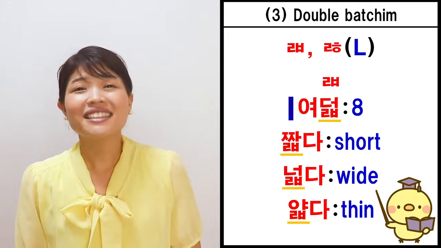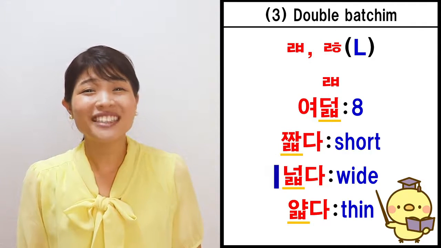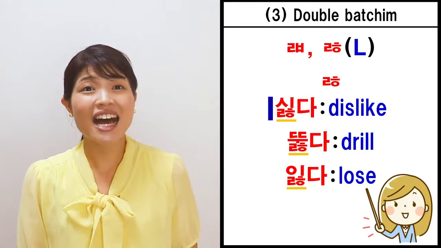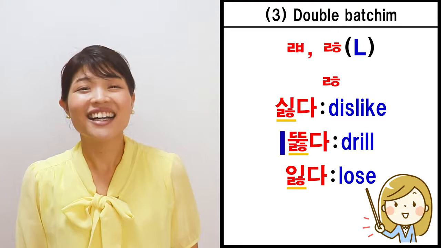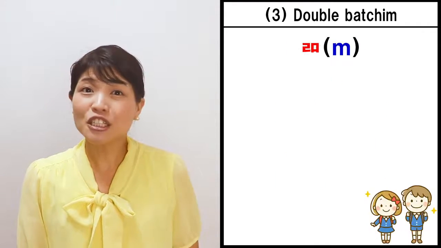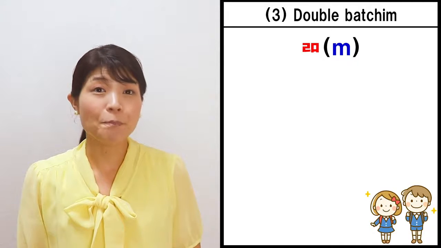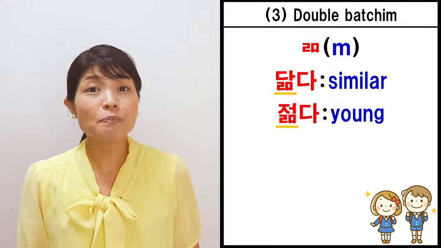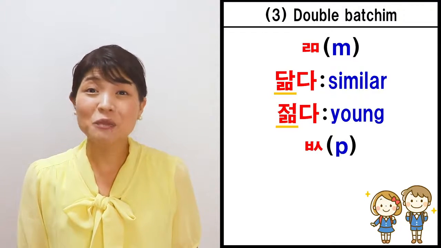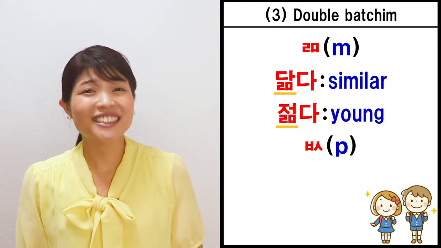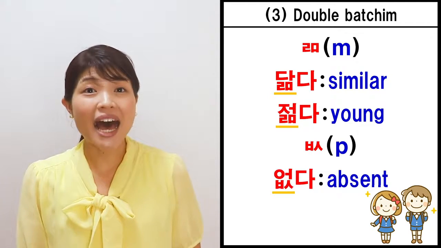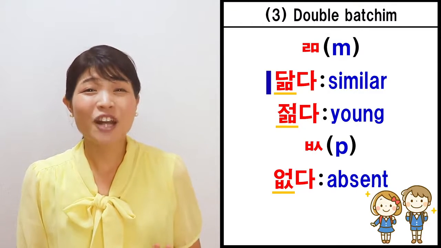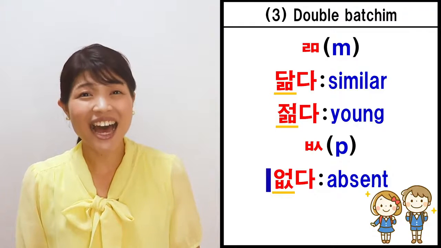여덟, 짧다, 넓다, 얇다, 싫다, 뚫다, 잃다. 리을, 미음 is pronounced as M. There are words like 닮다, similar, and 젊다, young. 비읍, 시옷 makes the P sound. There is a word, 없다, absent. Let's read them together. 닮다, 젊다, 없다.